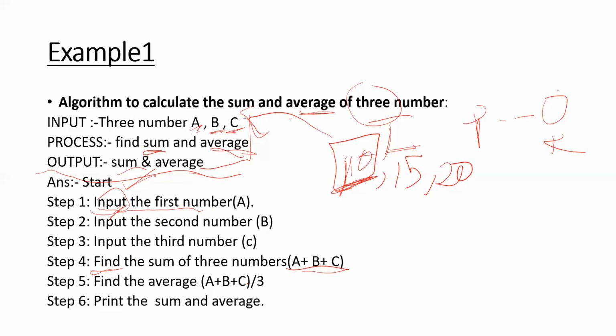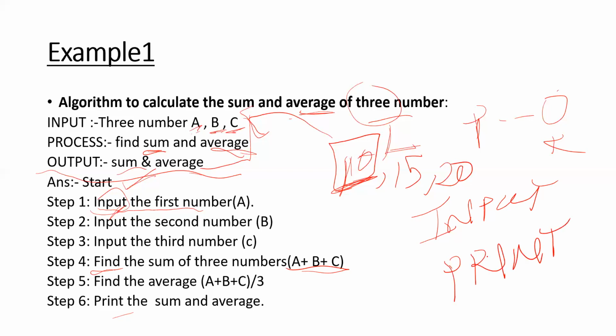Then find the average. How to get the average? A plus B plus C divided by 3. So you have to find the average. Then what you calculate, the result is what? The sum and average. So print. For input you are writing input. For displaying the result you are writing print. So you have to write print for displaying the result and input for giving the data for the problem, and find for what calculation you have to do.